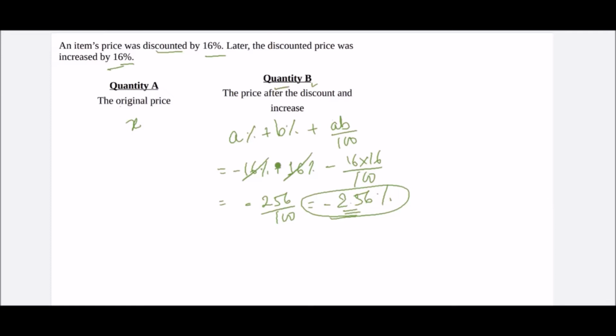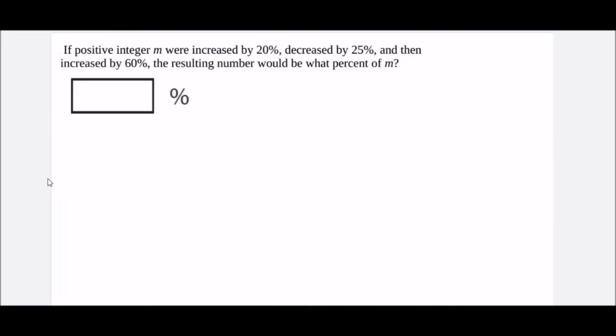So quantity B will always be less than quantity A, because quantity A is the original price and for B it is decreased by 2.56. So quantity A will be greater and the option will be A. Here is our next question. If positive integer m were increased by 20%, decreased by 25% and then increased by 60%, the resulting number would be what percent of m?